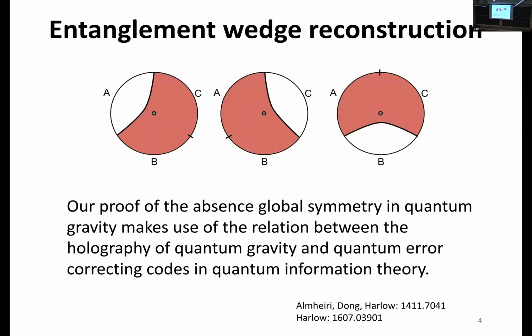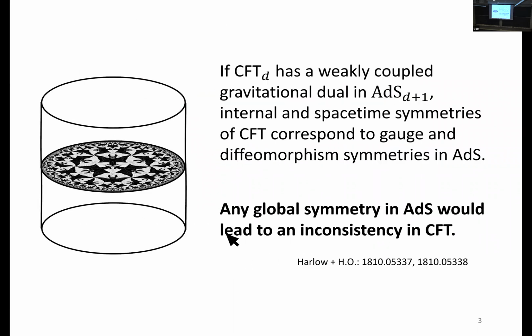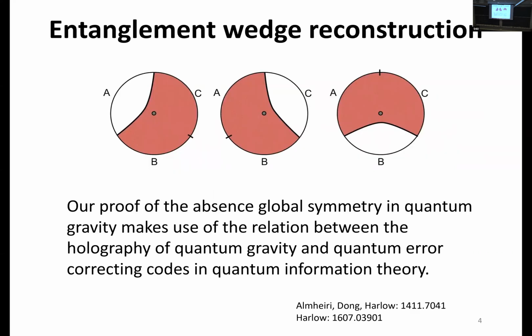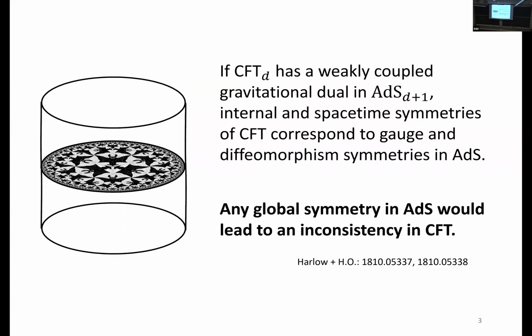In order to prove that the gravity theory has no global symmetry, so that the gravity theory has gauge symmetry, which corresponds to global symmetry of the conformal field theory, we use what's called entanglement wedge reconstruction. This is a refined version of AdS/CFT. AdS/CFT says that if you have a gravitational theory inside of AdS, then there is a dual conformal field theory, and everything that is happening on the gravity side can be described in terms of the Hilbert space of the conformal field theory.